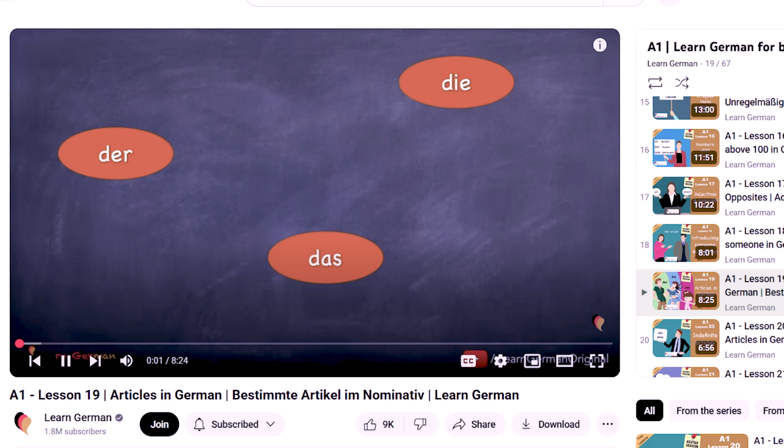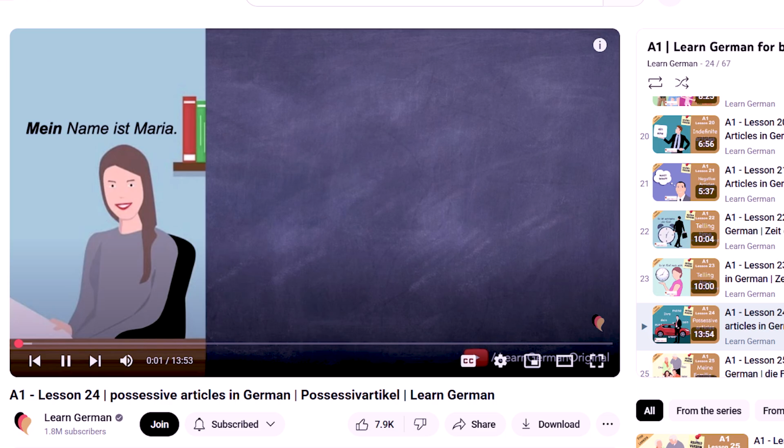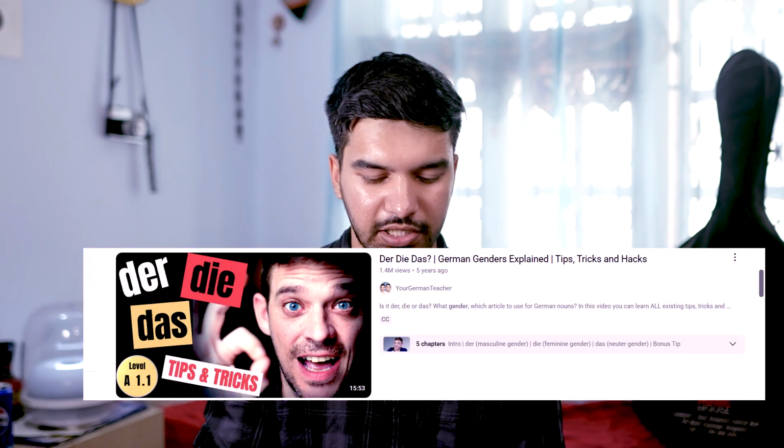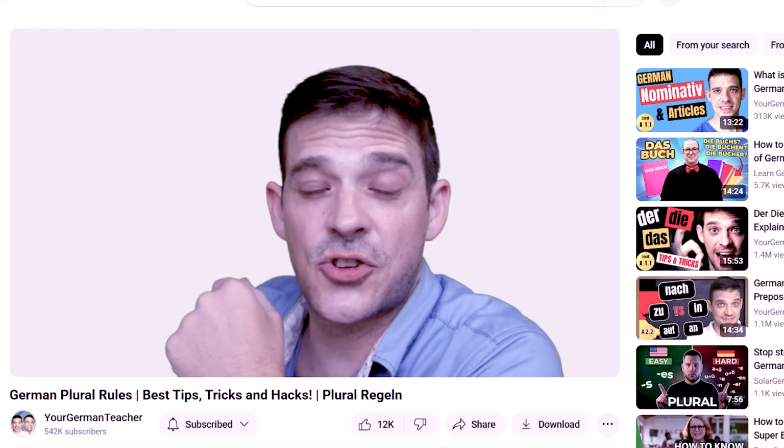And then articles are super important. There's bestimmte article, unbestimmte article, negative articles, and then possessive articles. All those videos you have to watch. And then genders, der, die, das, that is super important, and there are some tricks to understand how to use the genders. You'll also come across that in the boxes that you find in the books, and there are also some tricks because of the endings and the patterns. There's one video of Your German Teacher that's good at explaining that. And then time, official and unofficial time, is explained well in Learn German. And then tricks for plural, that is available on the Your German Teacher channel.